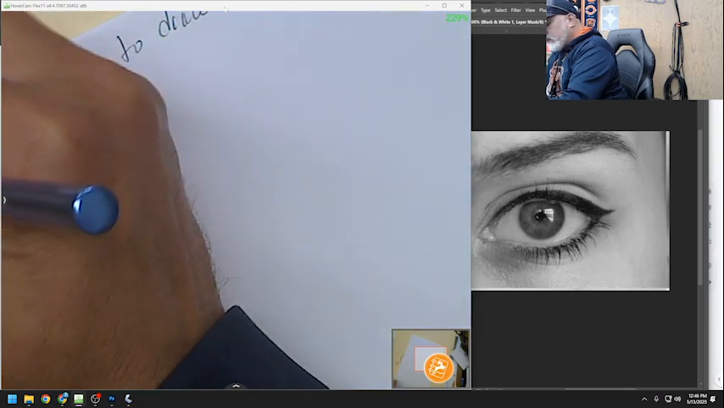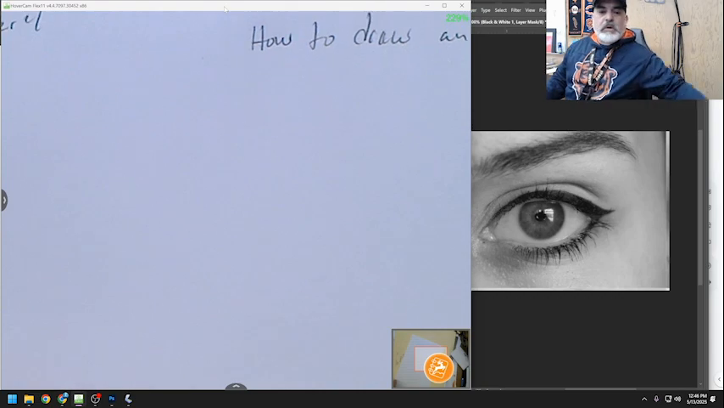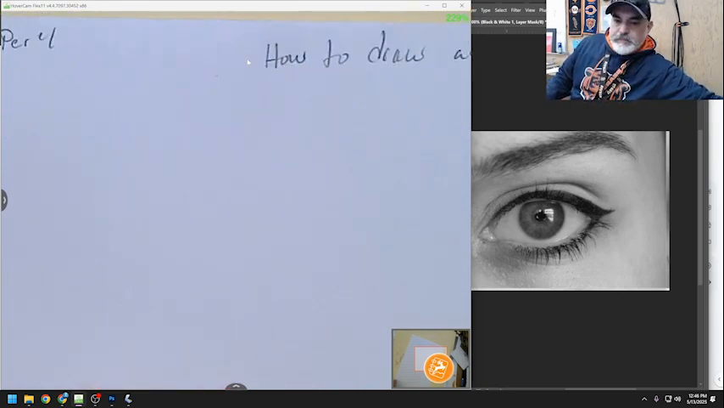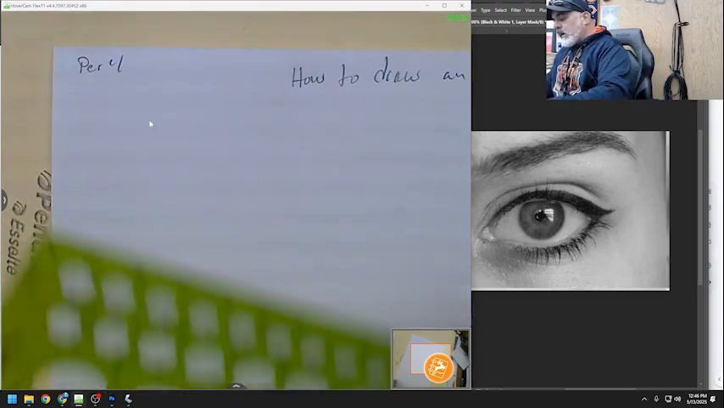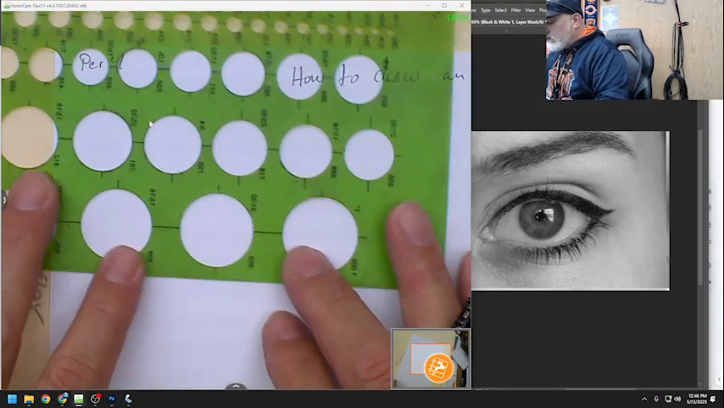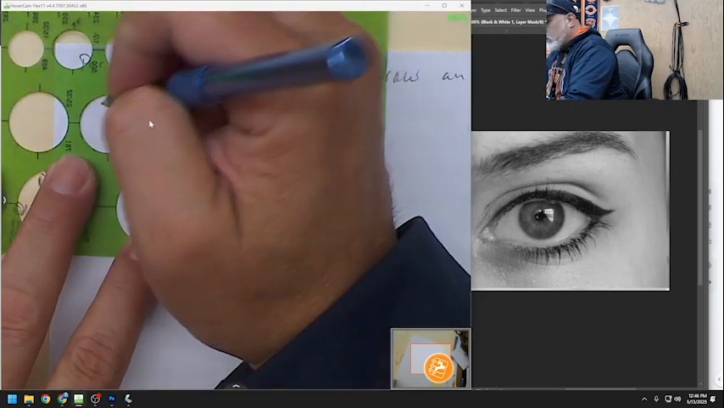This is period 4. Okay. Now, the first thing we're going to do, zoom out a little bit, is we're going to draw a clock face. And again, if you guys want to borrow a circle template, that's fine. There's a couple up here in the corner.